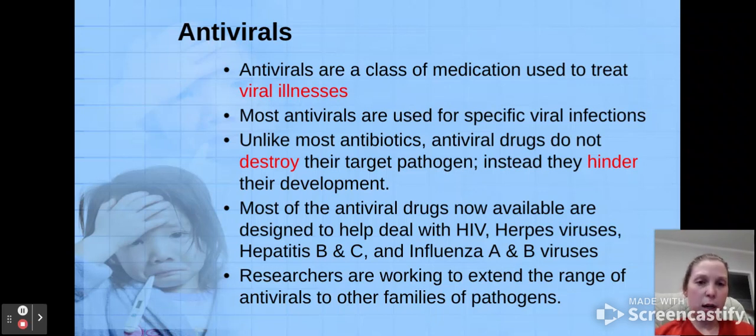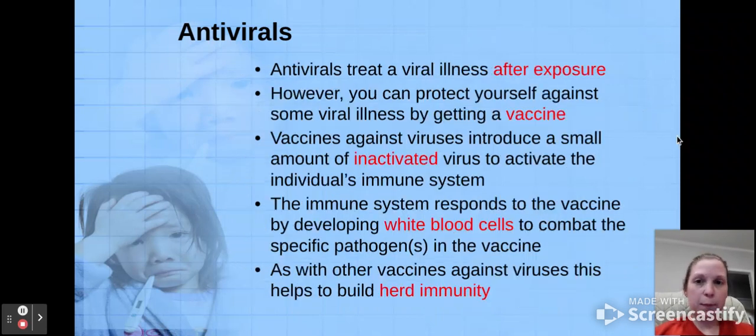So unlike most antibiotics, these drugs do not destroy the target pathogen. They just hinder the development. So they keep it from growing and from populating. Most of the antiviral drugs now available are designed to deal with very traumatic viral infections. So HIV, any of the herpes viruses, hepatitis B and C, and then the flu. So if you get a flu shot every year, that's an example of an antiviral. And then researchers are working to extend the range of antivirals to other families of pathogens.